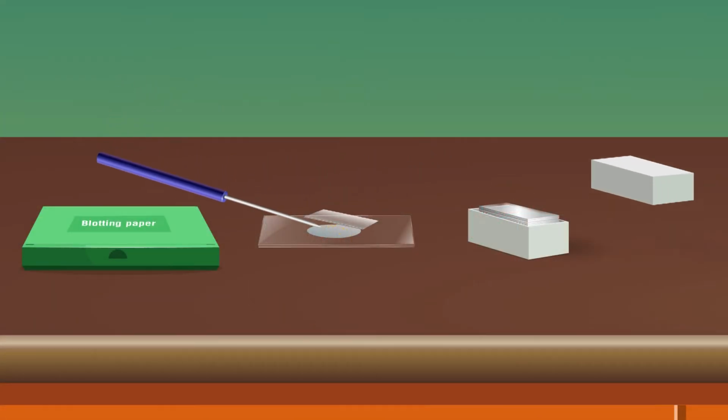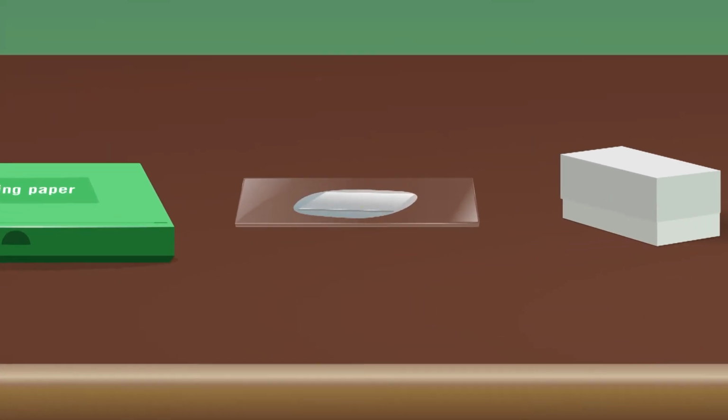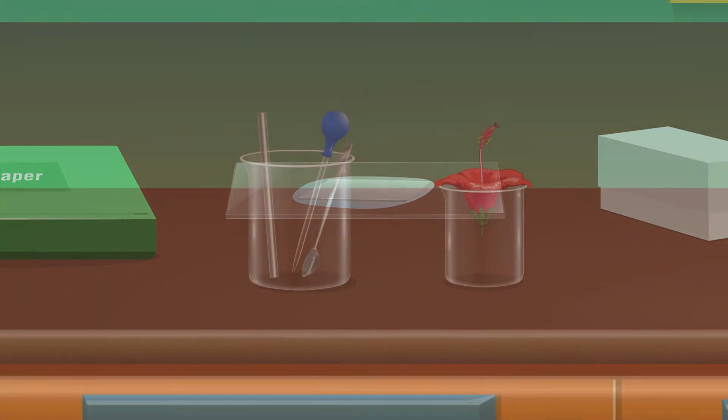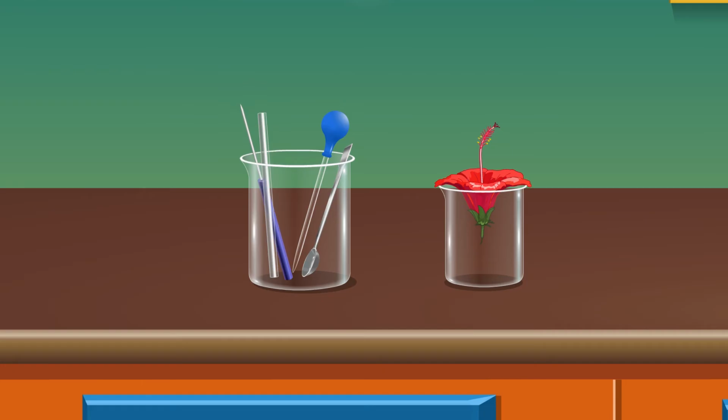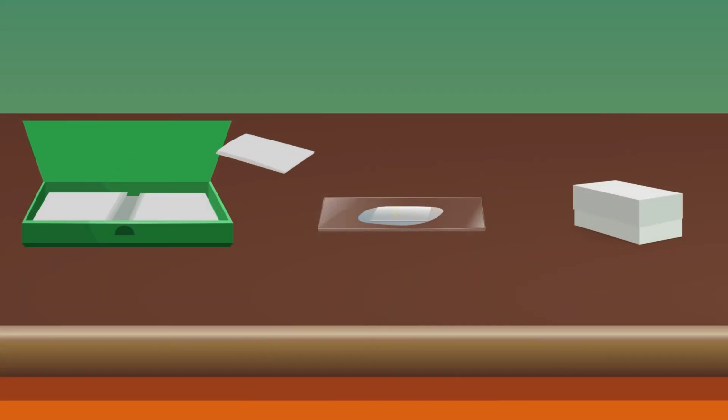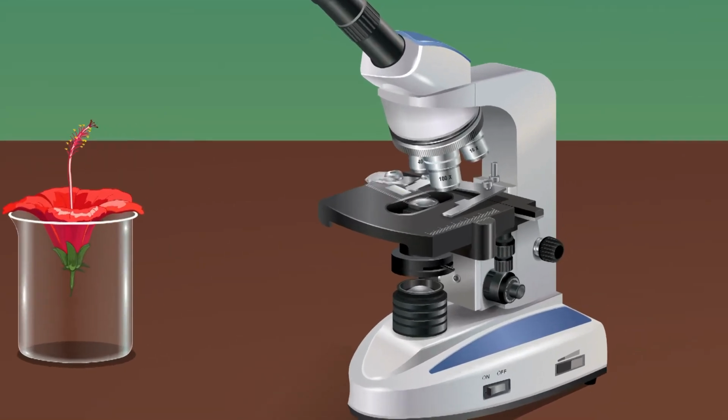Take a cover slip and place it gently on the glass slide with the aid of a needle. Using blotting paper, remove the excess medium from the slide. Place the glass slide under the compound microscope and observe the pollen germination.